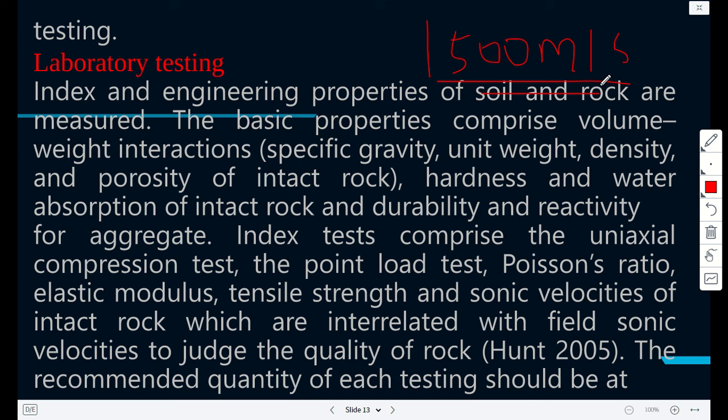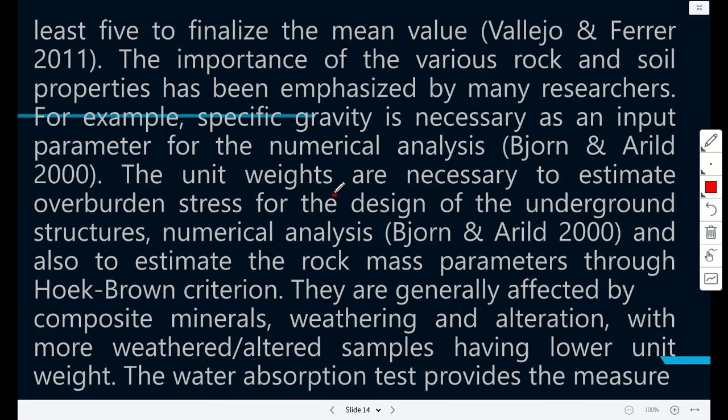So when you get 15, you should think either that is water or saturated rock or saturated material. And if you don't know this, then the conclusions can be misleading. So the velocities are interrelated with the sonic velocity to judge the quality of rock. I've already said the recommended quantity of each testing should be at least five to finalize the mean value.